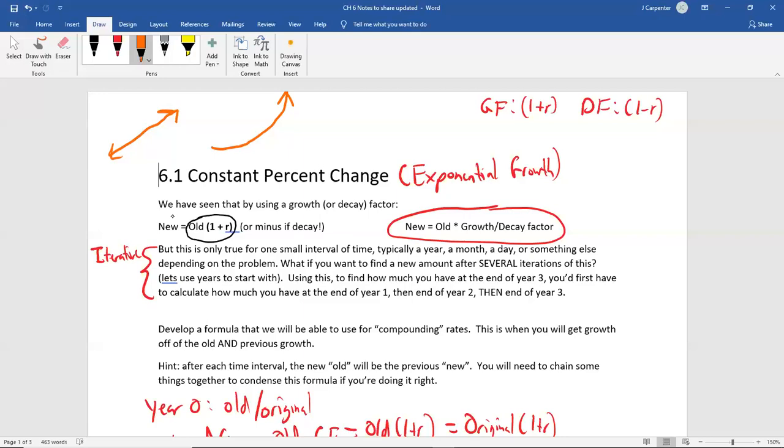The new amount is the old times the growth factor. New amount is the old times the growth or decay factor. Again, 1 minus R for decay. But this is only true over one small interval of time, typically the month, the day, or the year, or whatever it is based on the problem says. So if it says your interest compounds annually, it's once per year. So you have to look at this as a year-by-year basis.